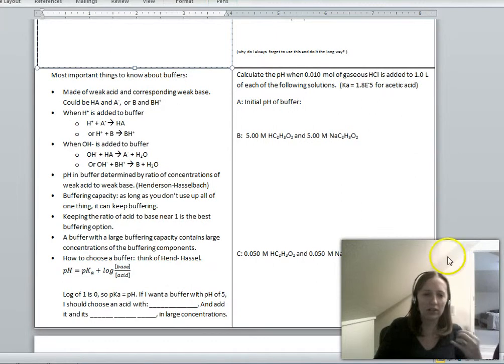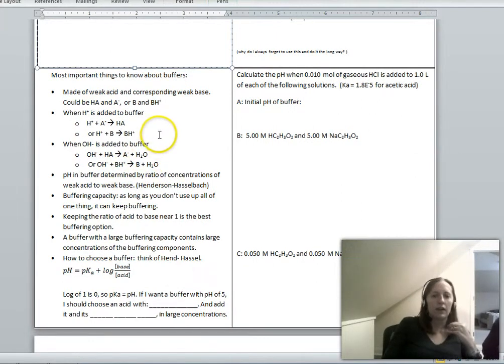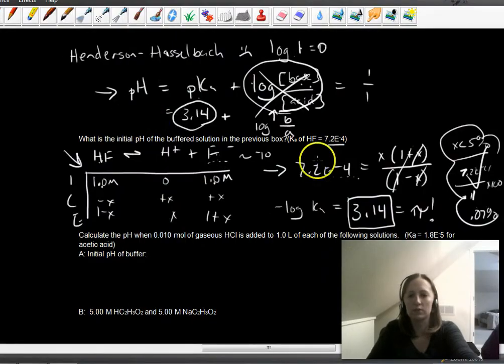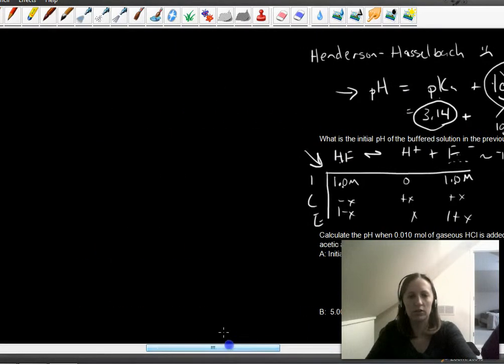And here are several bullet points of understanding. We've talked about this. Buffers are made of a weak acid and its corresponding conjugate weak base. The way they write these as a general idea is HA and A-, or B and BH+, which is as follows. Let's scroll over here.